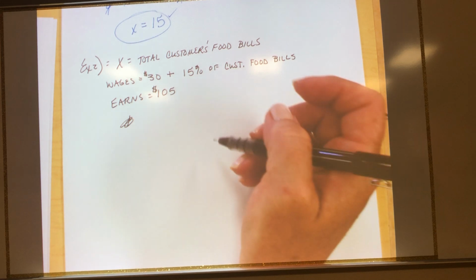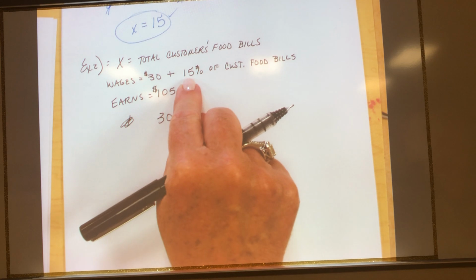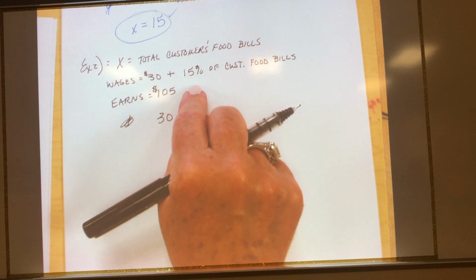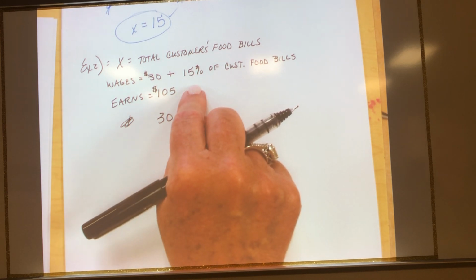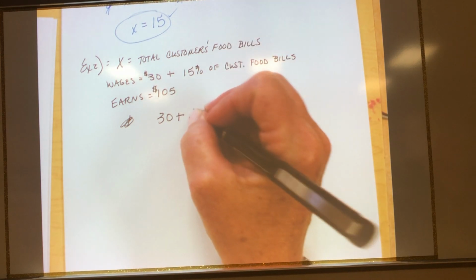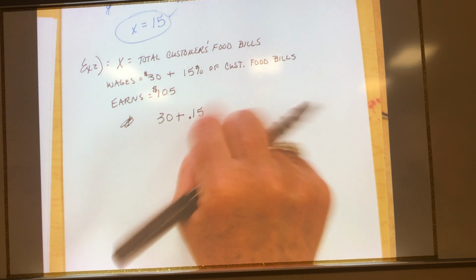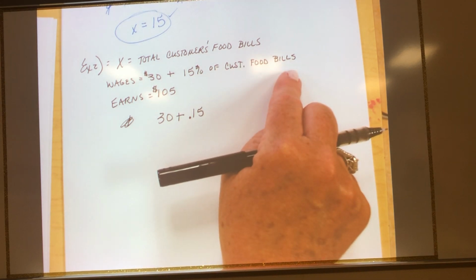So what does he start off making? $30 plus 15%. Just like y'all said, you can't put that percent in a problem like that. You have to change it into a decimal. How do I do that? You go backwards. You move your decimal point two places to the left because this is 15% out of 100, and 100 has two zeros. So you get 0.15. Of means times, guys. So of the customer's food bills, what are those? That's X.